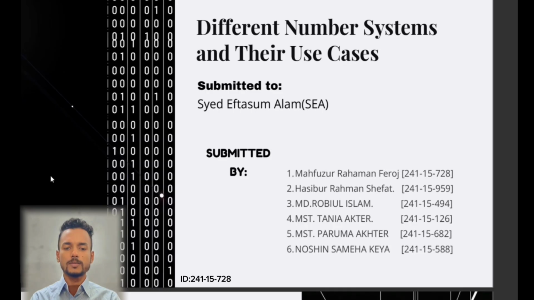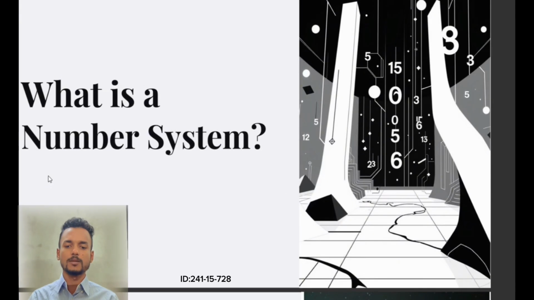We will start our presentation on different types of numbering system. Before we learn binary, octal or hexadecimal, we need to understand what a numbering system is. A numbering system is simply a method of representing numbers using a set of digits and a base.